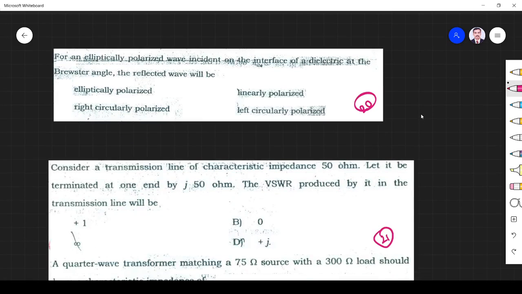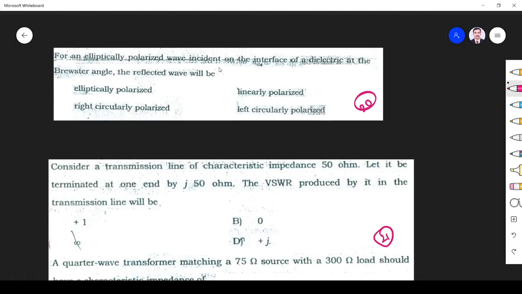Next question, for an elliptically polarized wave incident on an interface of a dielectric at the Brewster angle, the reflected wave will always be linearly polarized. It is a very important standard question, so the answer is linear polarization.